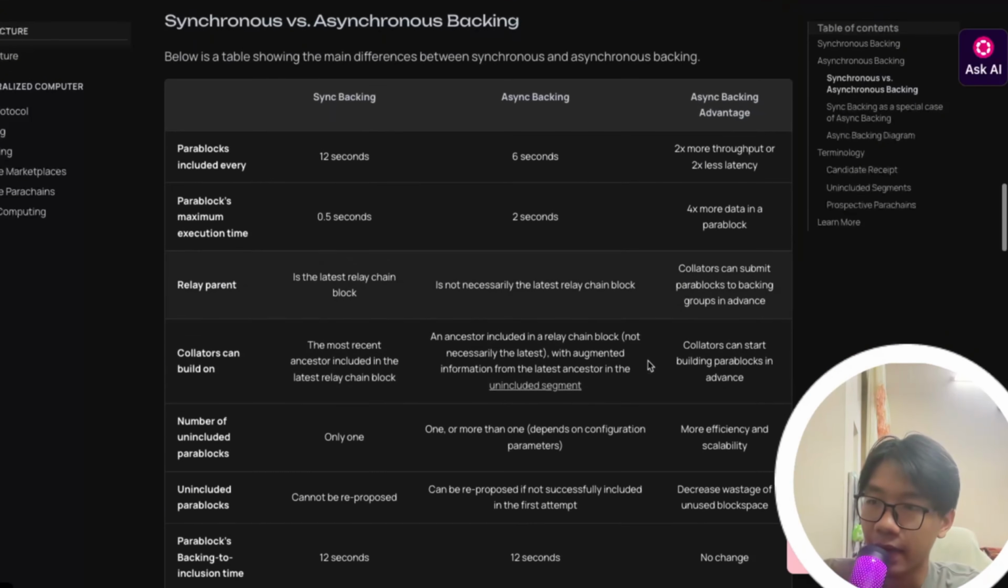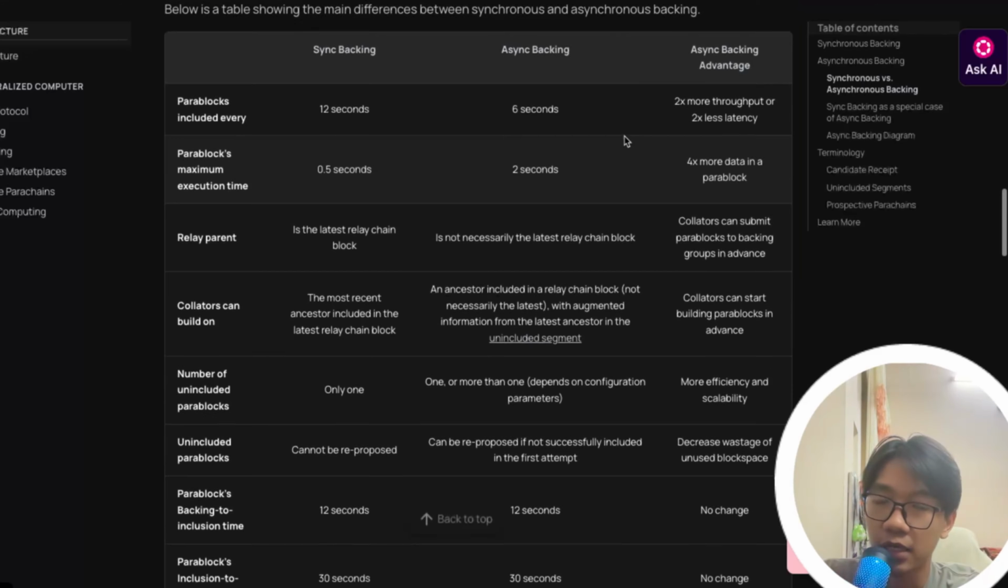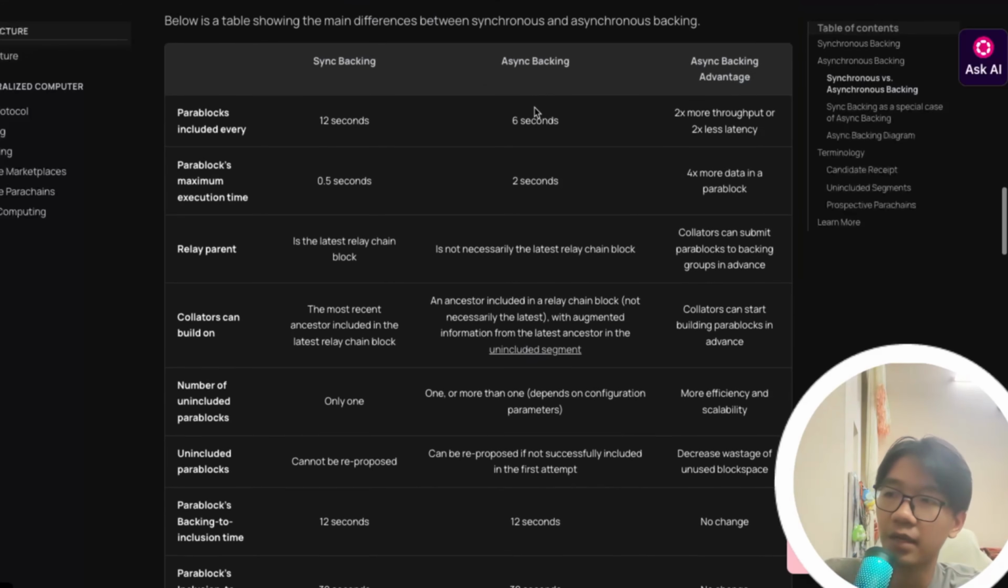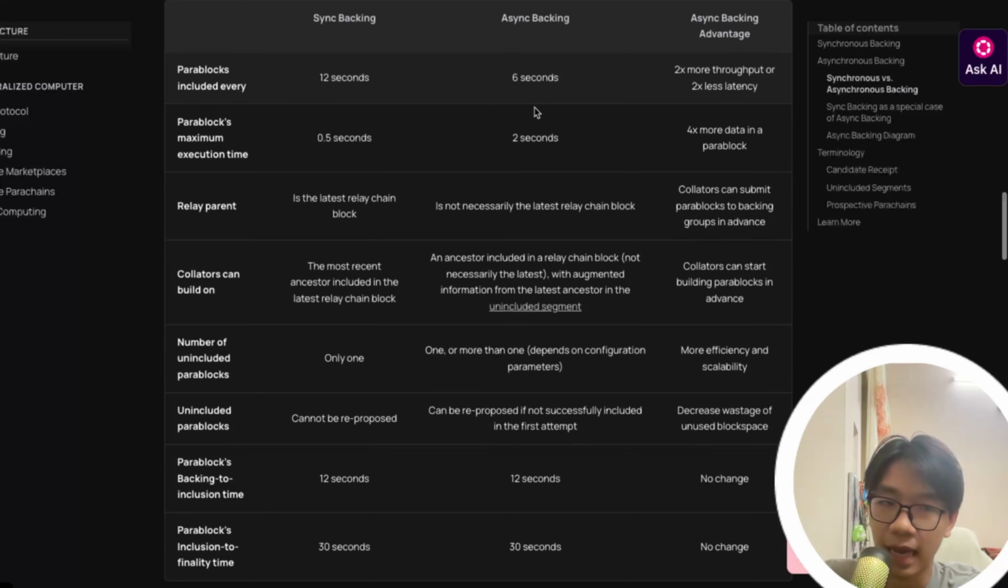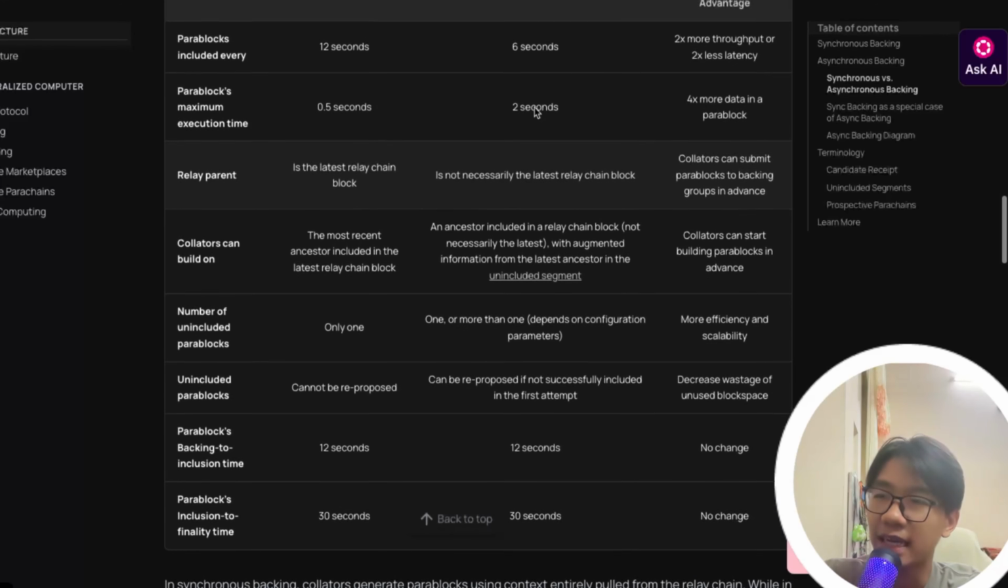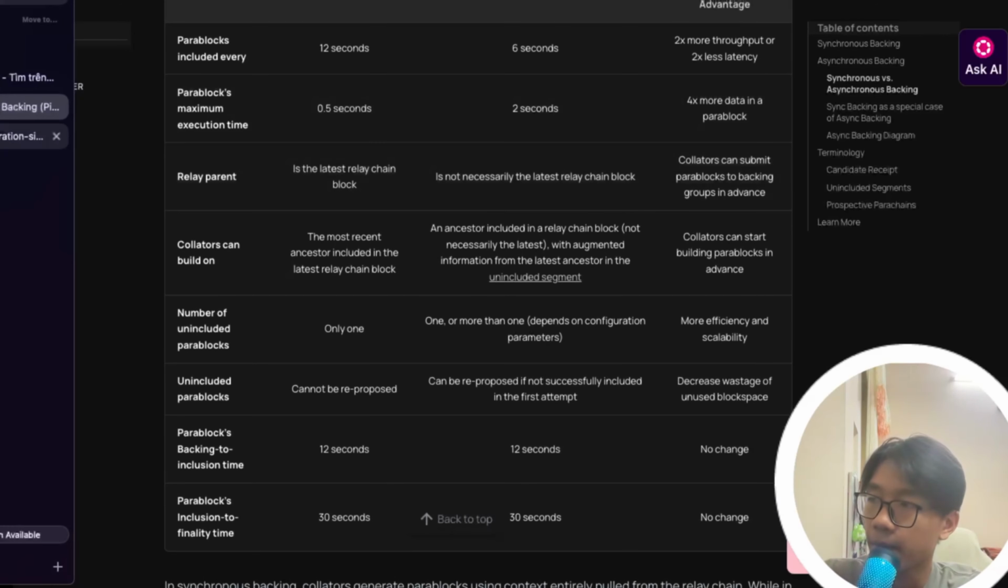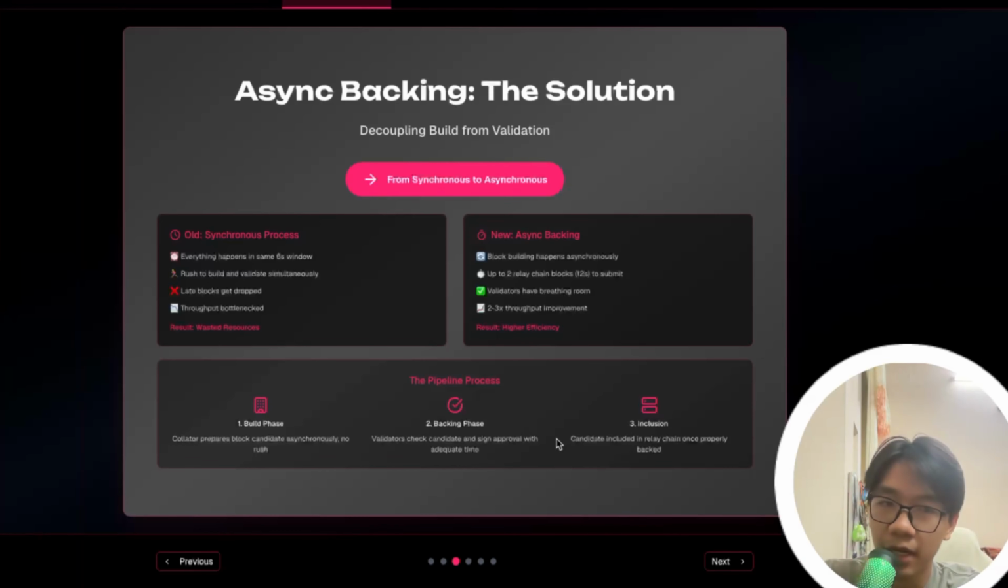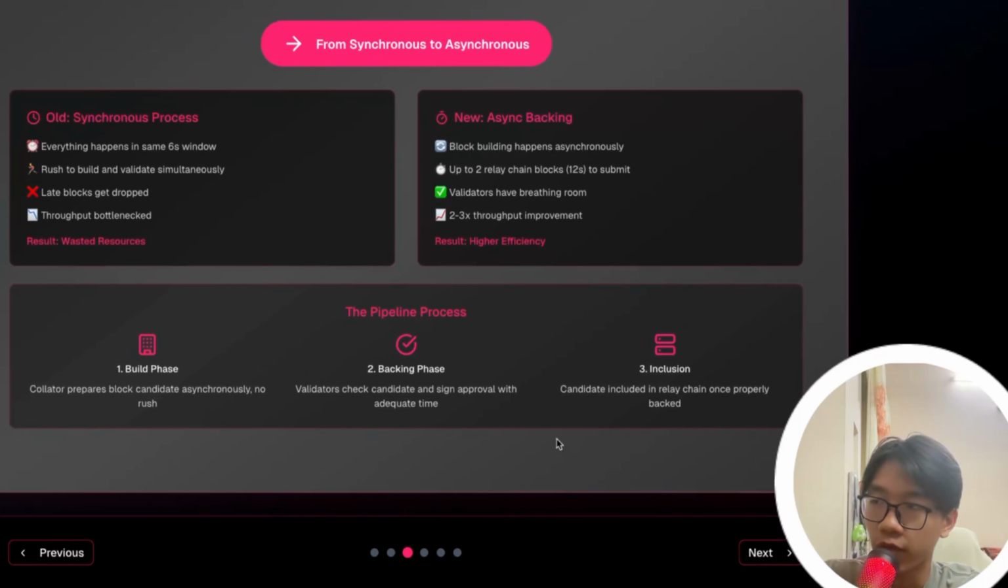validations. And there are also some comparisons here between synchronous backing and asynchronous backing that you can read to understand how asynchronous backing works under the hood, and also more details about asynchronous backing. But due to the time limit of the course, we only cover some key features of asynchronous backing.